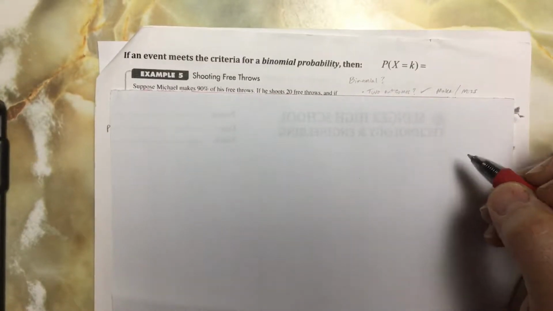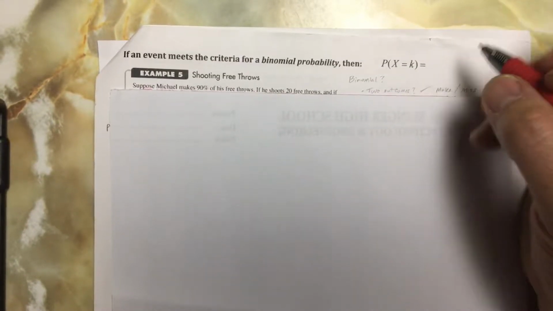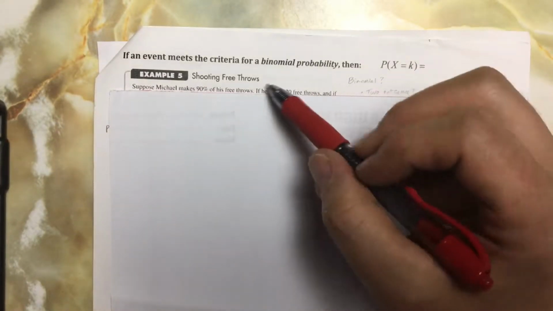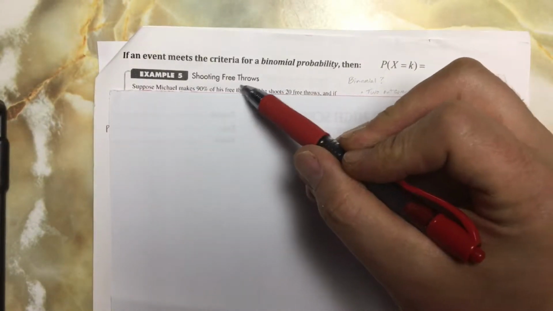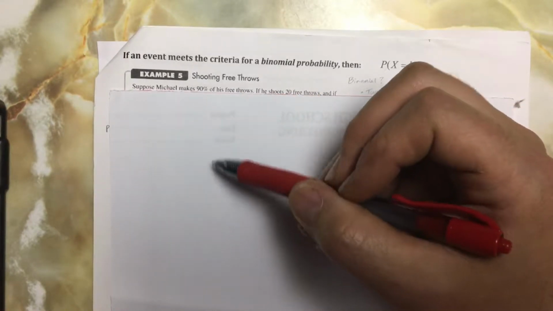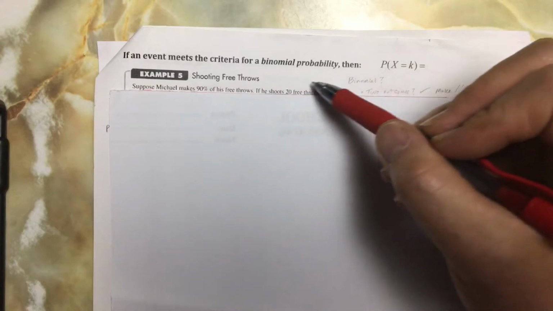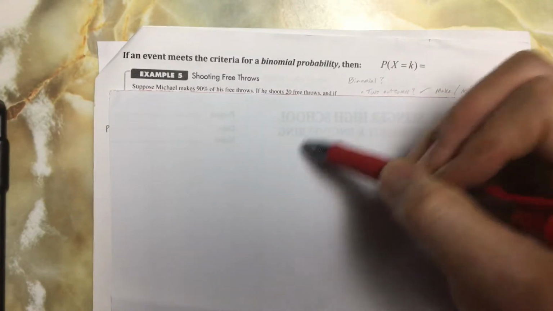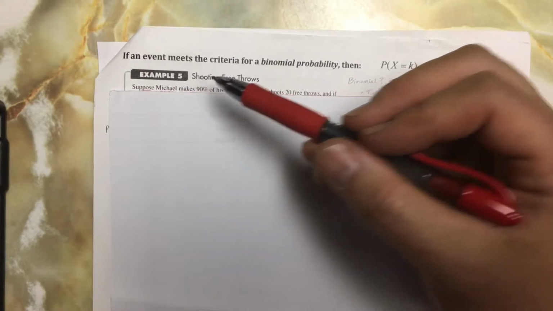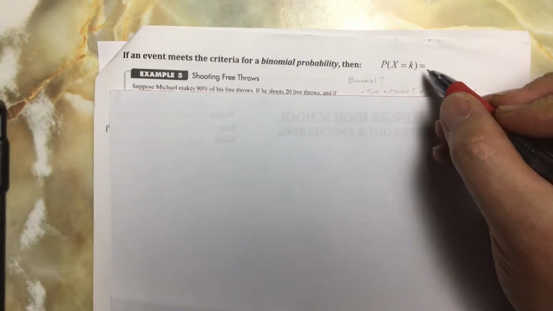All right, mathletes, we are going to finish up our 10.4 notes here. In our last video, we did the problem about Michael shooting his free throws. He was going to shoot 20 free throws, and he shot with a 90% accuracy. And we did some binomial probabilities. We did a couple of pieces of this example, I think A, B, and C.